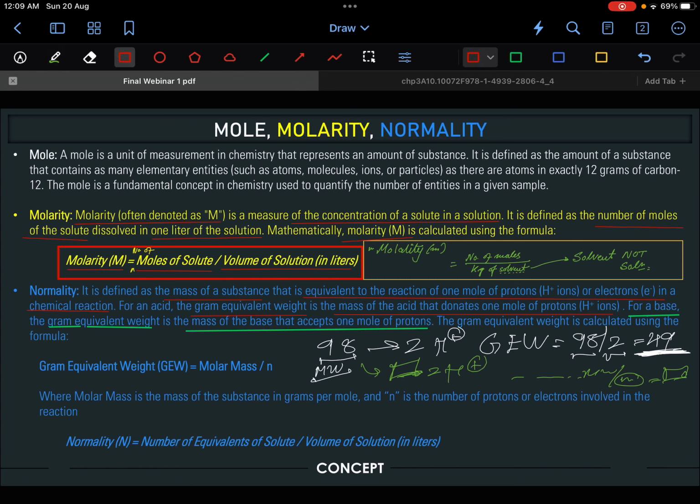Okay, so now I think the concept of gram equivalent weight is clear. Gram equivalent weight is not equal to normality. We are just clearing the concept of gram equivalent weight.